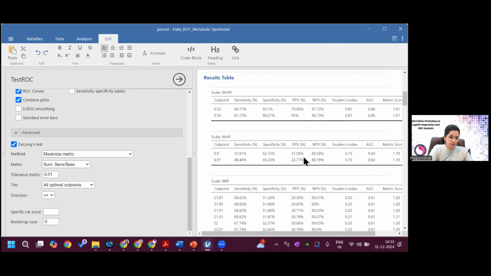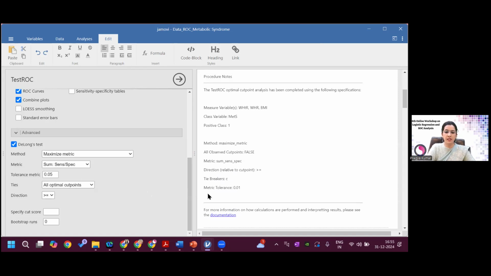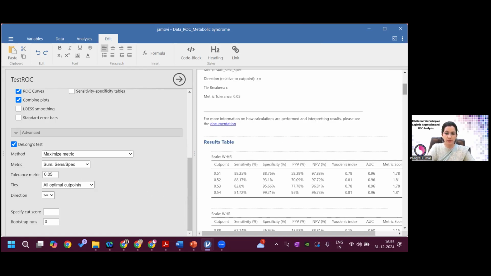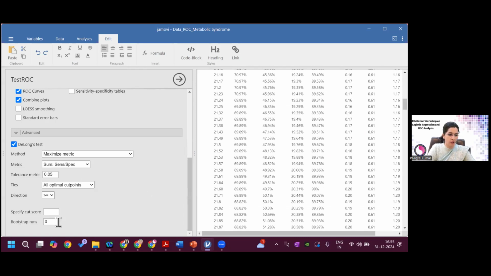If you see this also, initially we had seen this. With 0.001, it will show you two cutoffs, and here you can see it's 0.54. The other two which we were seeing initially have gone. So if you decrease this tolerance matrix, the choice of cutoff becomes very specific and gives you fewer cutoffs. Otherwise, at 0.05, we have a trade-off between sensitivity and specificity, so the best is to keep it at 0.05. So this was the DeLong's test.